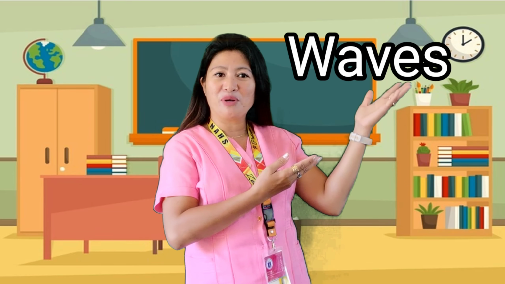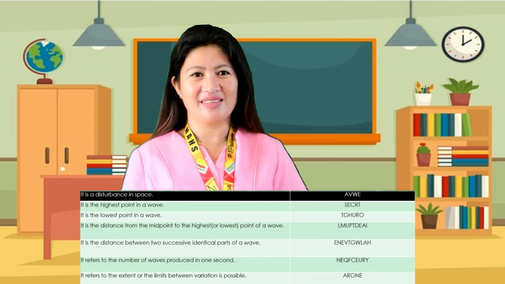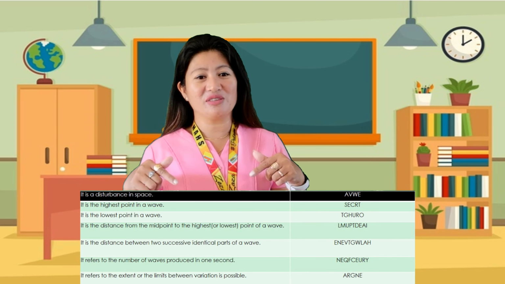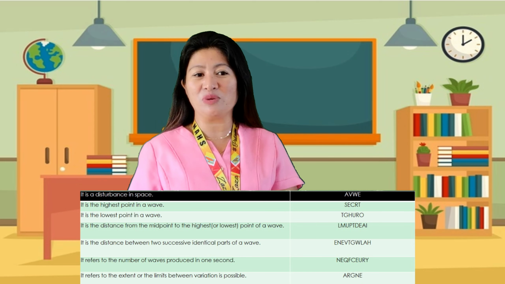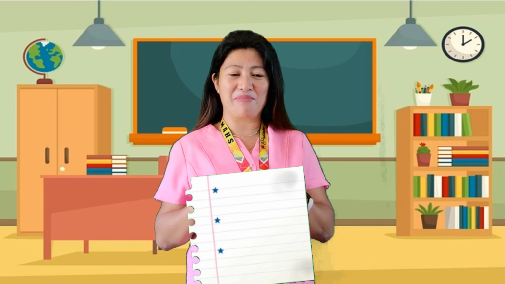You have learned about waves during your Science 7 class. Let's recall some important terms about waves. Below are descriptions of different terms relating to waves and the jumbled letters which will form the correct term. Your task is to rearrange the jumbled letters to form the term being described. Do this on a separate sheet of paper.